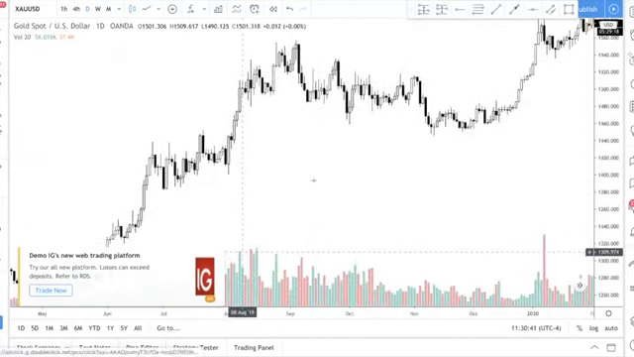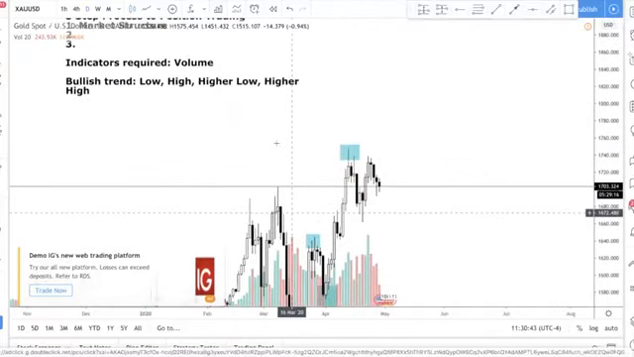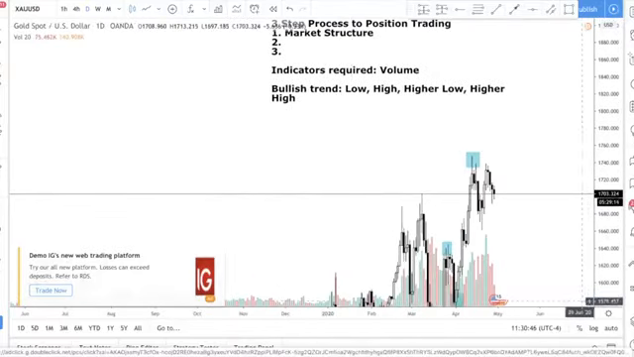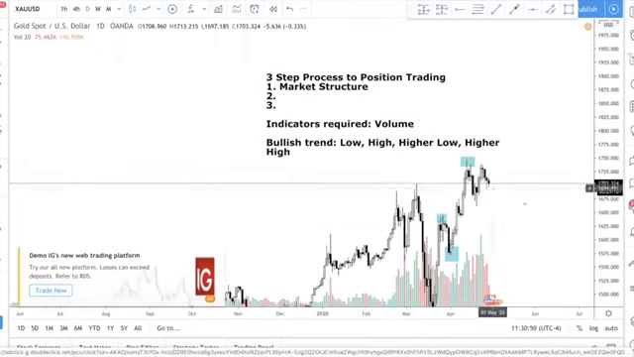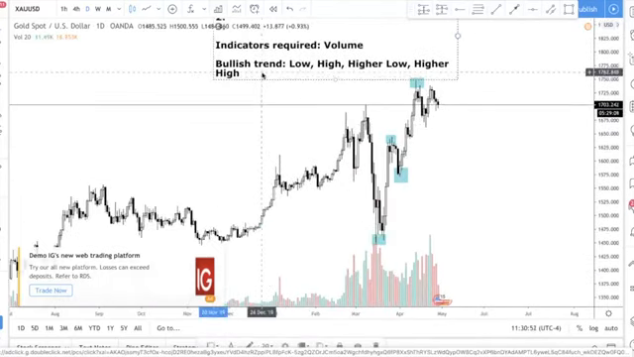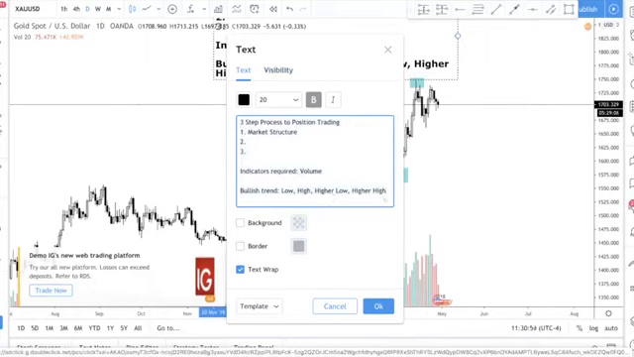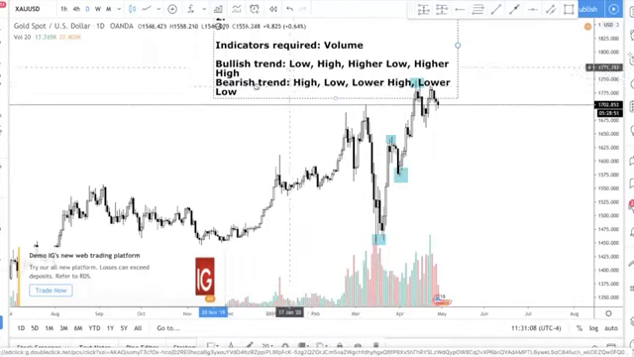Okay, so let me just write this out, and then we can move on. So in a bearish trend, how do you tell it's a bearish trend? Okay, you have a high, you have a low, you have a lower high, and then you have a lower low.